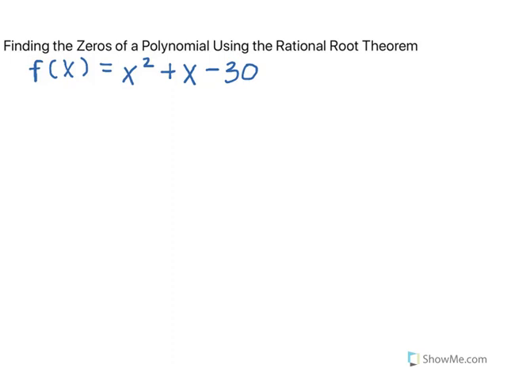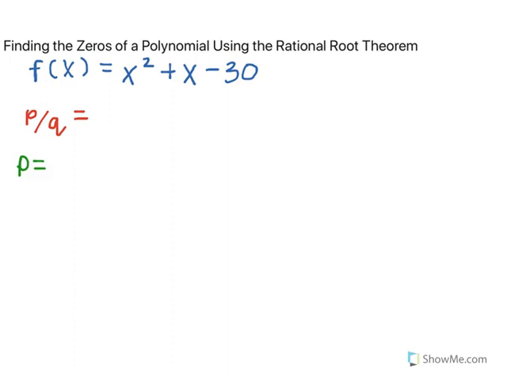Let's go with f of x equals x squared plus x minus 30. We need to divide p by q, where p is the constant term and q is the leading coefficient. So, we need to divide the factors of both variables.